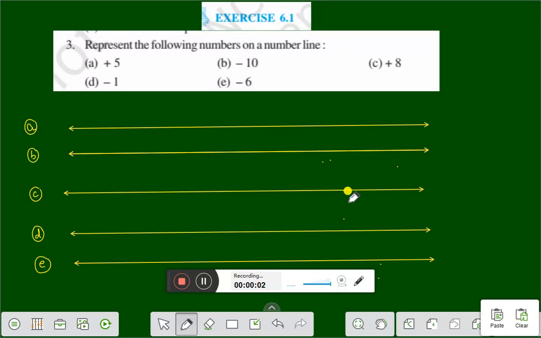Hello everyone. Today we shall discuss exercise 6.1 question number 3. Represent the following numbers on a number line. Let us take one number line here, right?